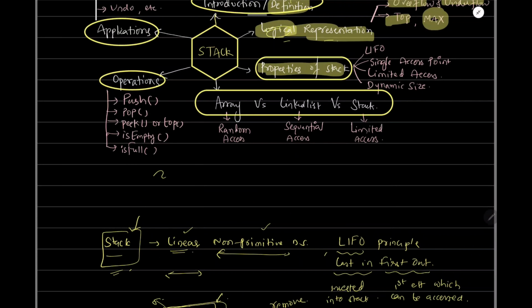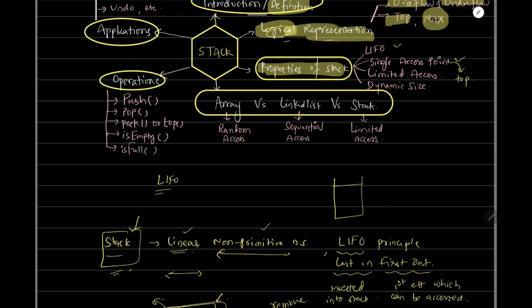So we already know that one of the properties of the stack is LIFO, last in first out. The last element which was inserted will be the first element which is readily available to be accessed, and it is the first element we can roll out. This is LIFO, and it is a single access point. So what do you mean by single access point? Here they are referring to top.